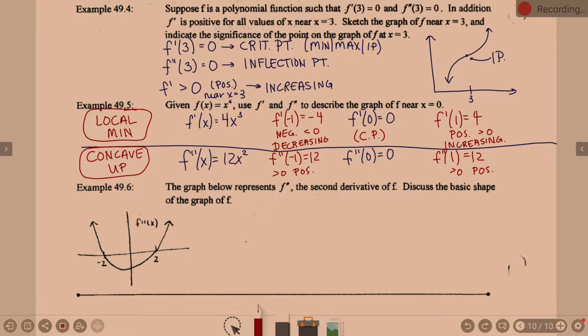One more? Okay. Example 6. The graph below represents, note that, f double prime. Always, I keep saying this, right? Pay attention to what they tell you the graph is. They will always tell you what that graph is. You just have to watch for it, okay? The second derivative of f. Discuss the basic shape of the graph of f.